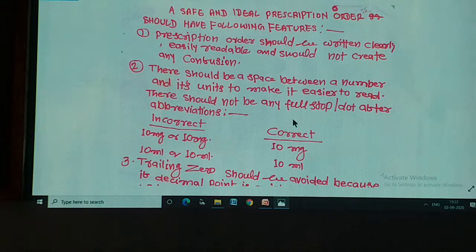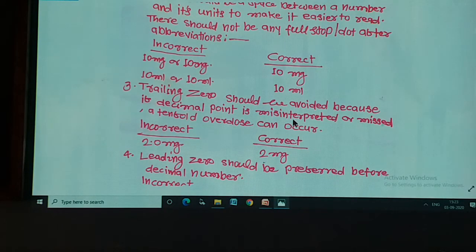Shown here on the left side are incorrect writings and on the right side correct writings. 10mg or 10 mg. with a dot at the end is incorrect, and correct is 10 mg, where 10 is written separately from its unit milligram, mg. 10ml or 10 ml. with a dot is incorrect on the left side. On the right side it is shown 10 ml. It is the correct method of writing.